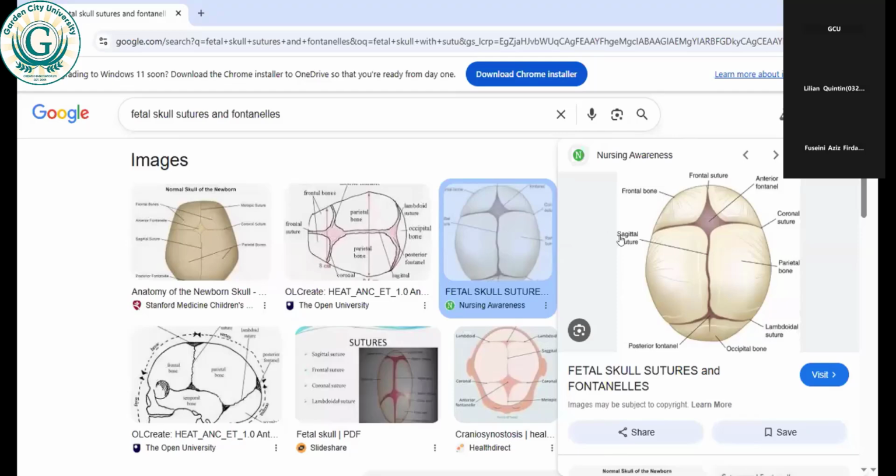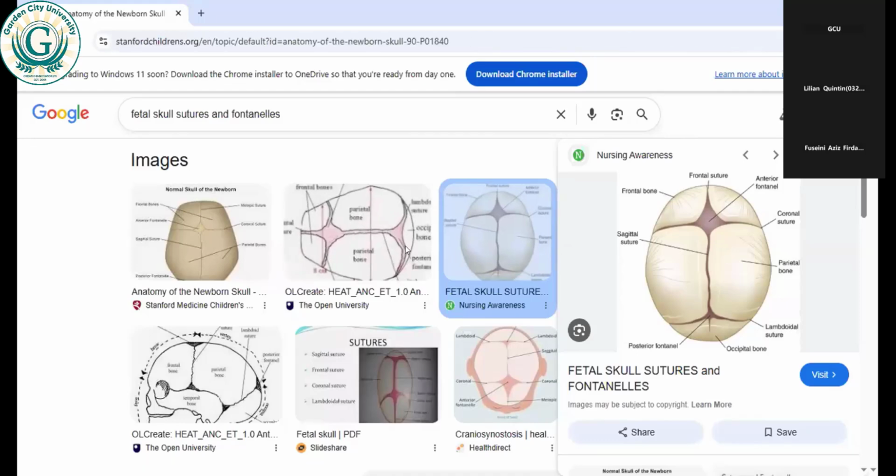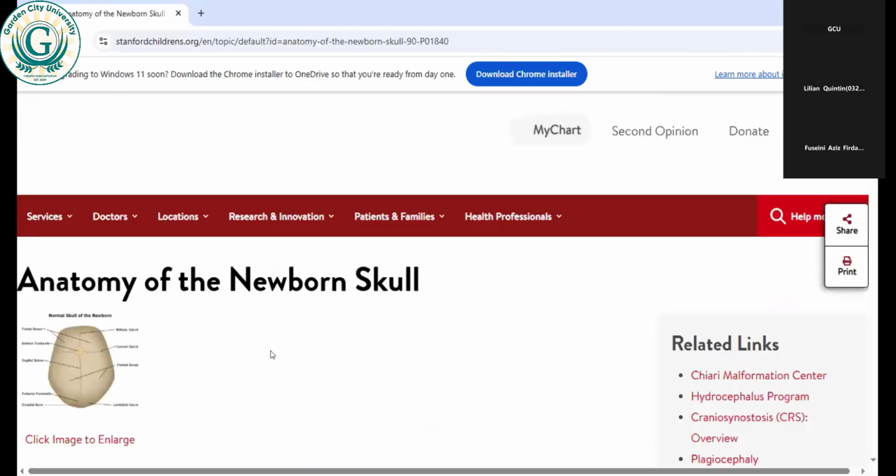Okay, so I'm continuing. And they are saying that during labor, when you perform VE, it is the posterior fontanelle that you touch. So the anterior fontanelle or bregma is found.